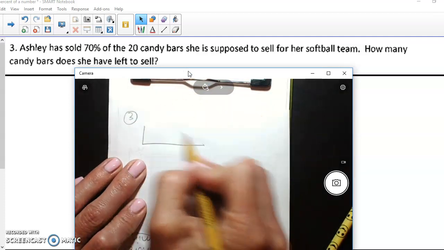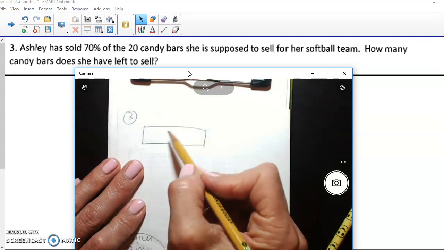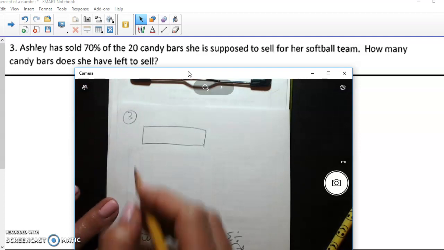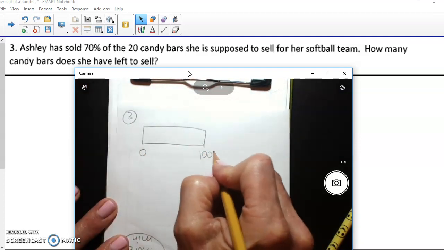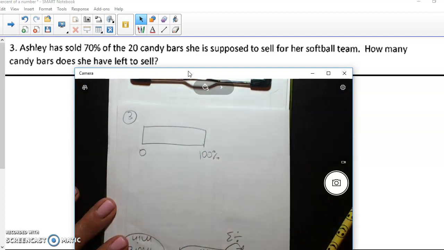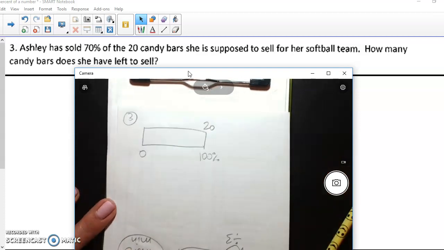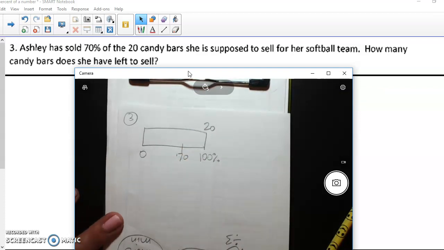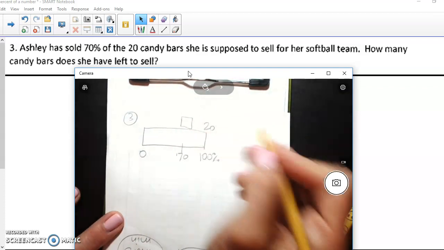We're going to draw a percent box again. And notice that I leave a little bit of room at the top of my paper, so that I don't run out of room at the top. And again, we're going to start at 0% to 100%. And we're going to look at the percentage she gets. Well, she's got 20 candy bars to sell, so that's 100%, 20 candy bars. And she sold 70% of them, which I have no idea what that is. But we'll try to figure that out.